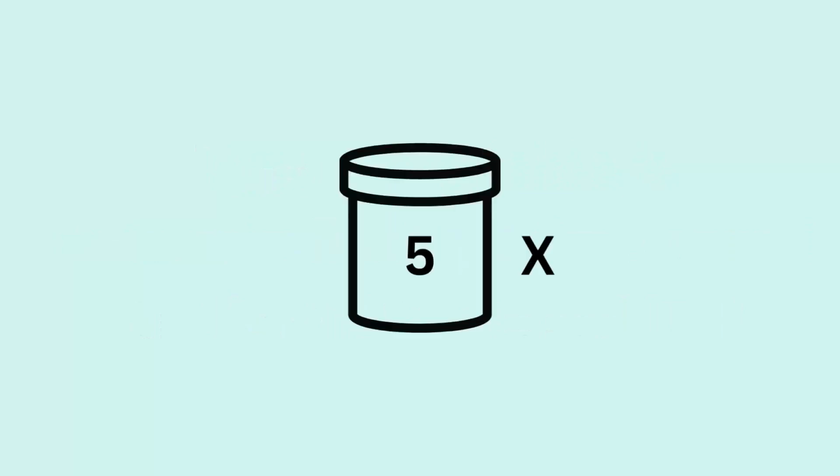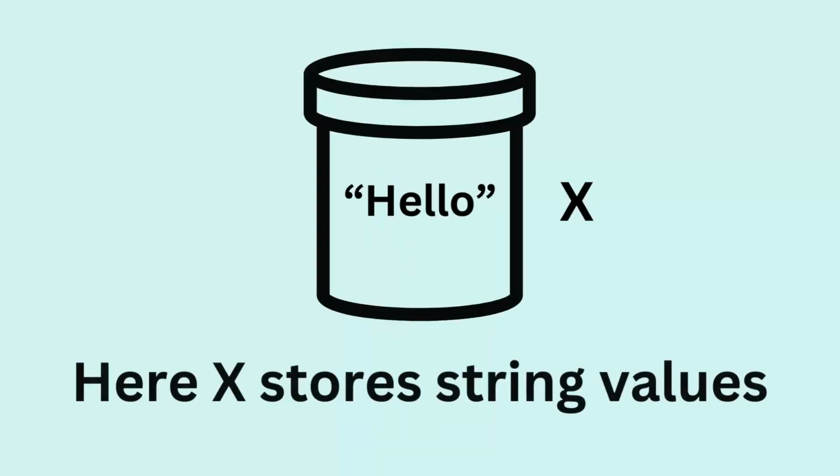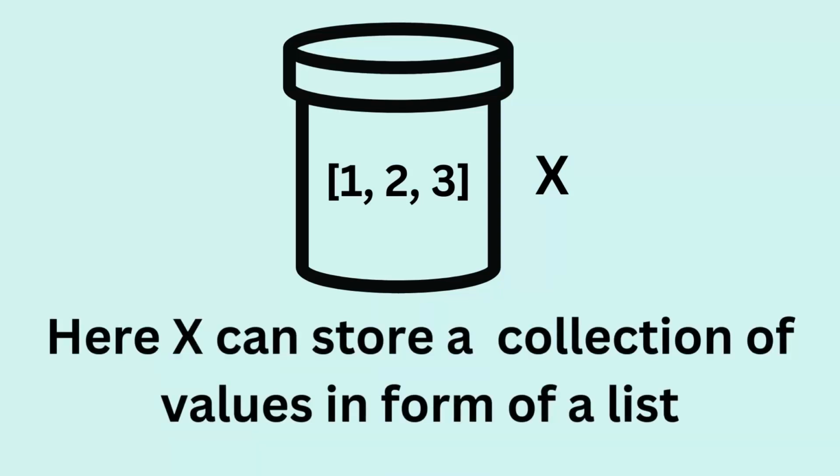Look into these examples. If we write x equal to 5, it will mean x stores integer values. If we write x equal to "hello", it means x stores string-type values. And if we say x is equal to [1, 2, 3], then x is capable of storing data in form of a list.